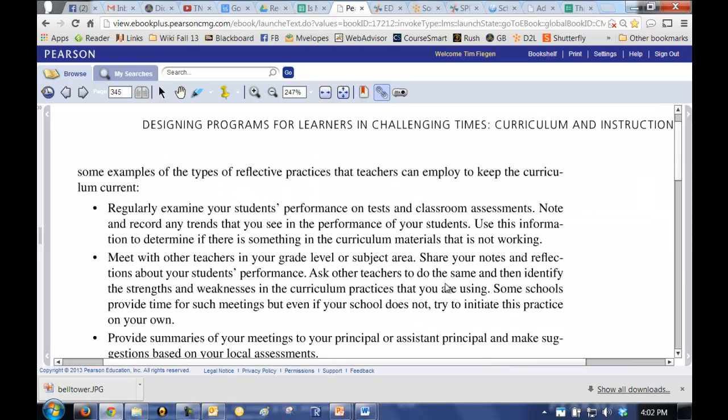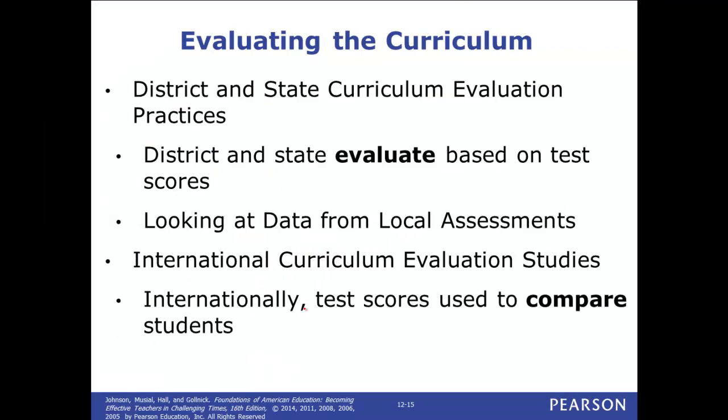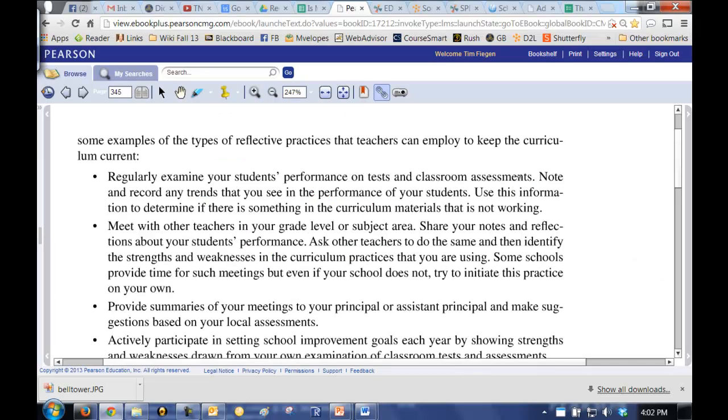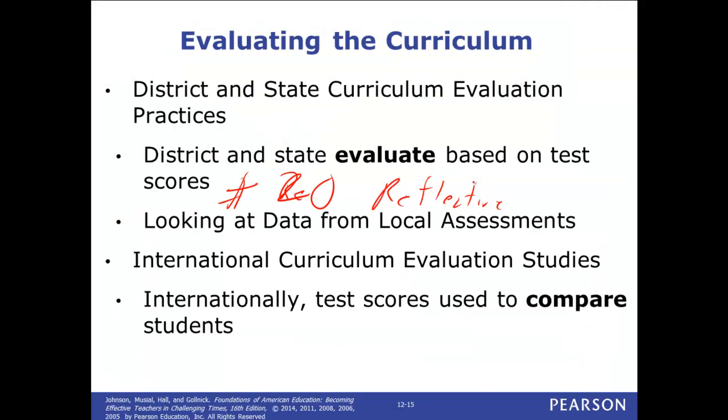Some examples of the reflective practice teachers can employ are here. I'm going to ask you to look at this. This is number 20, reflective. You don't have to write all this, just bring some one-liners about this. It's what you can do to do reflective things there. Internationally, test scores are used to compare students, of course. So that's evaluating the curriculum.